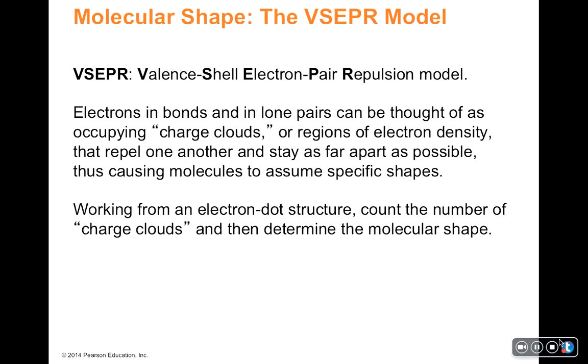So molecular shape is based on this model called the VSEPR model, which is valence shell electron pair repulsion model, and it is described as how electrons can be thought of as occupying these charge clouds, and that those charge clouds repel each other because obviously they have the same charge, and they try to stay as far apart as possible. And so we predict the molecular shape or geometry just based on the number of charge clouds and what shape allows us to put them as far away from each other as possible.